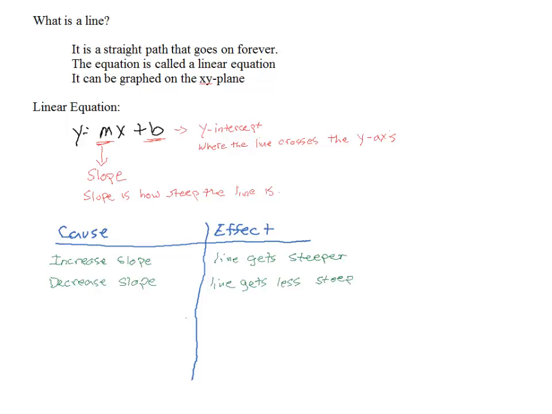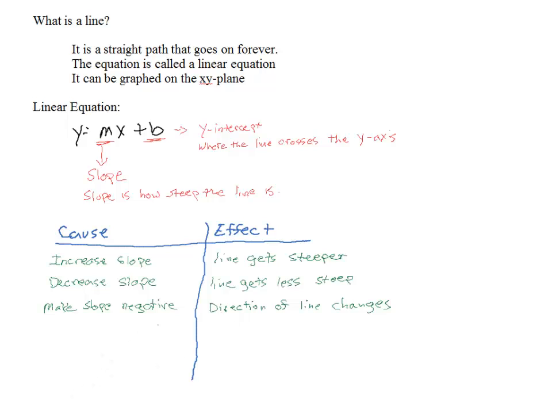And what happens if we make the slope negative instead of positive? Then it's going to change the direction of the line. So if we make the slope negative, then the line is going to have a negative slope. If it's positive, it would have a positive slope.